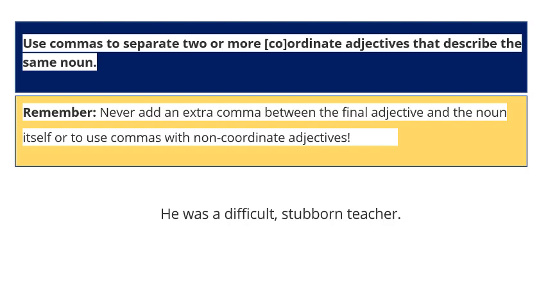One of the rules is to make sure that you do not put a comma before the final adjective and the noun. So what that means is that you don't want to use a comma here, right? Because this is going to be your last adjective and this is going to be the noun, so you want to make sure to avoid that. The other thing is you want to avoid using commas with non-coordinate adjectives. There are going to be times where you're going to have descriptive words where you're not going to use a comma. So let's talk about when that happens.